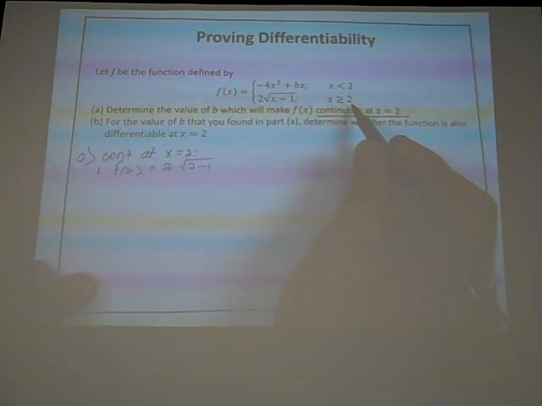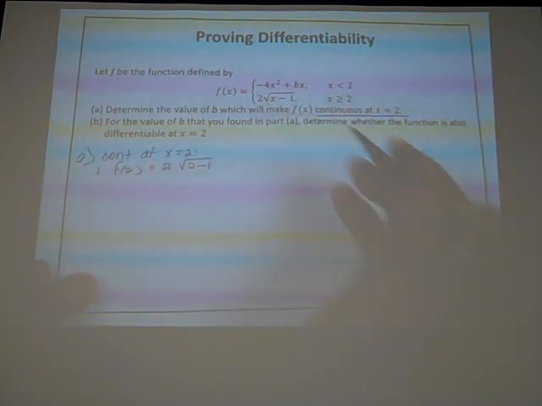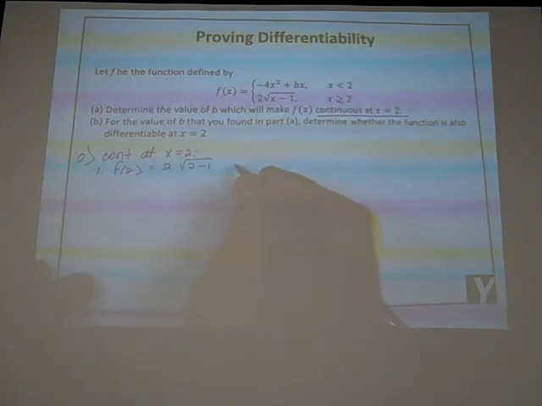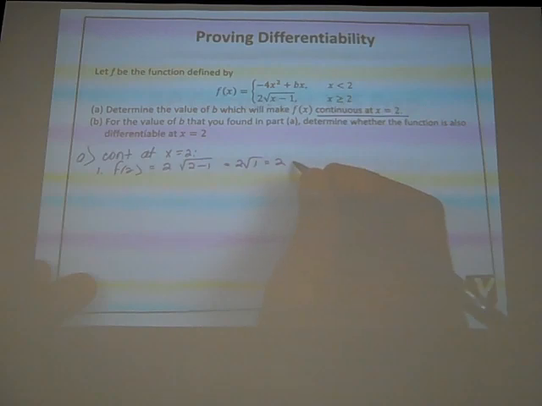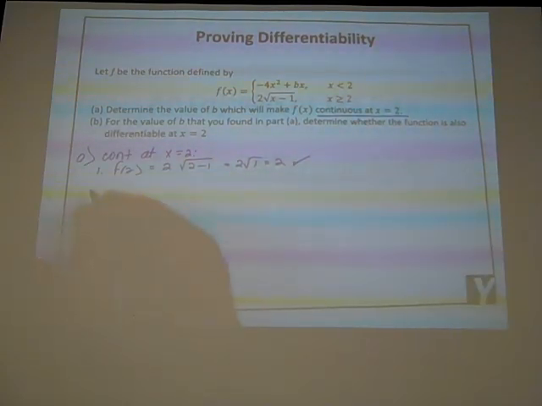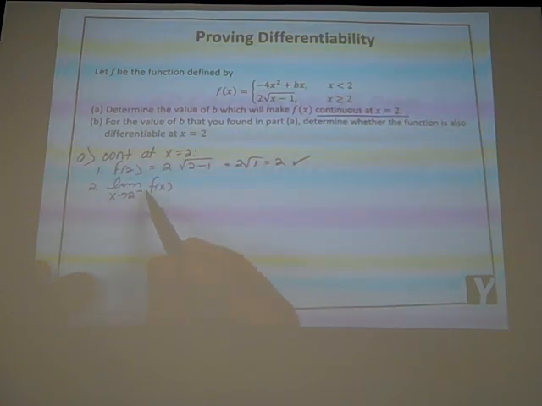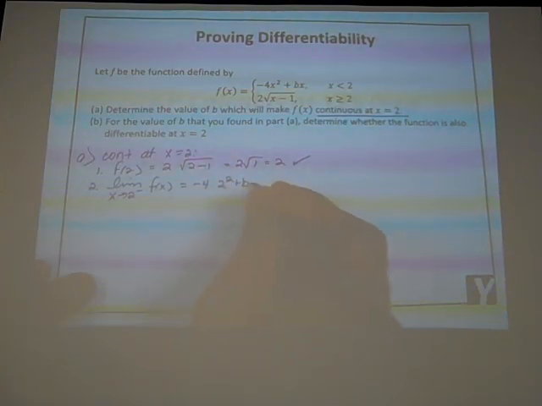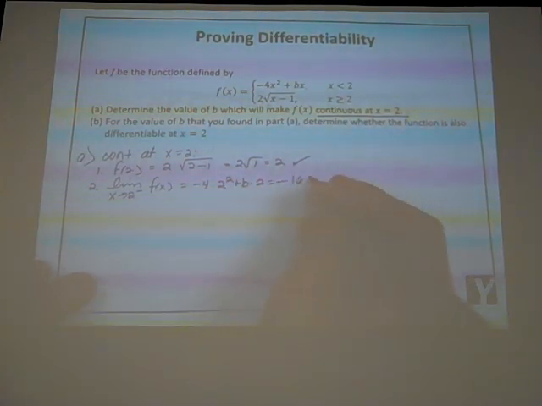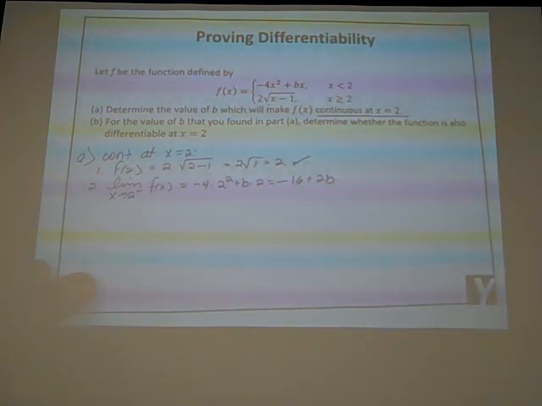According to my domain restriction, if x is greater than or equal to 2, I use the bottom function. I get 2 times the square root of 2 minus 1. That is 2 times the square root of 1, which is 2. Is that defined? Yes, it's defined. Second, we need to find the limit as x approaches 2 from the left of f of x. The limit as x approaches 2 from the left, those are numbers less than 2, is going to be negative 4 times 2 squared plus b times 2. That's negative 16 plus 2b.